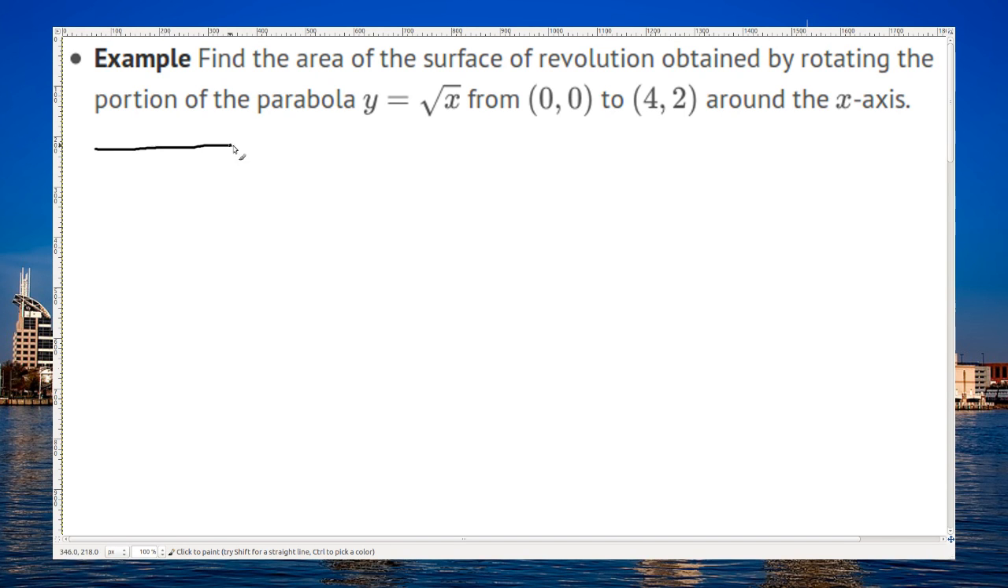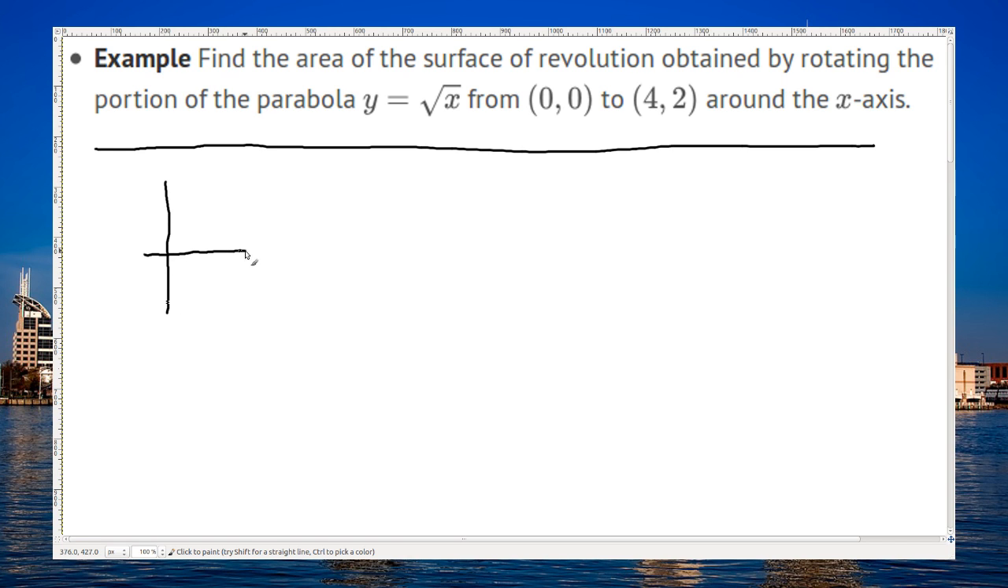Let's find the area of the surface of revolution. We actually don't need the picture to solve it, but let's go ahead and draw it anyway, just so we can get a visual for what's going on. So we've got this parabola, y equals the square root of x, and it's being rotated around the x-axis. And the formula that we have works only when we're rotating around the x-axis, so that's convenient.